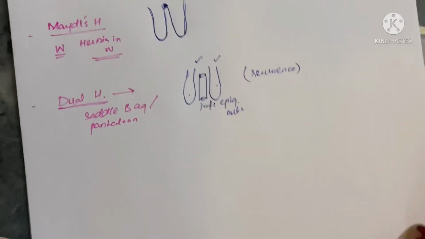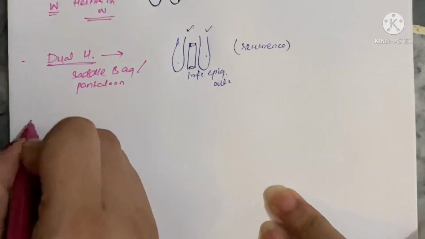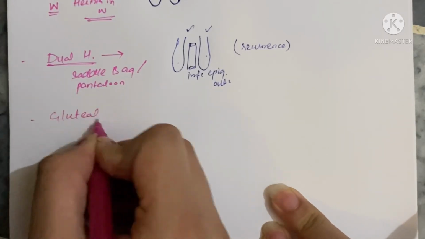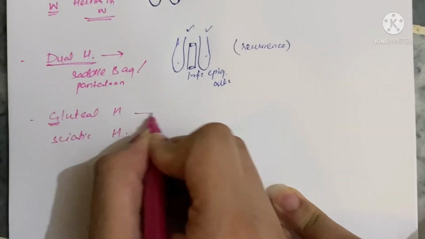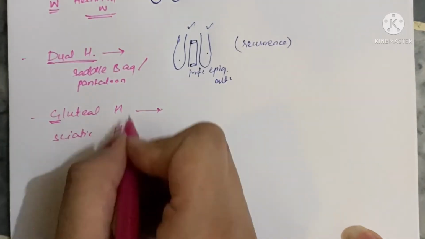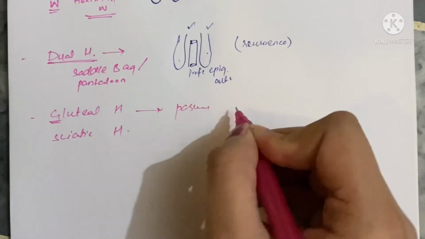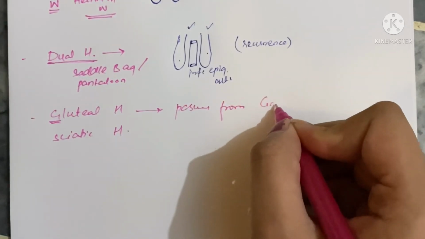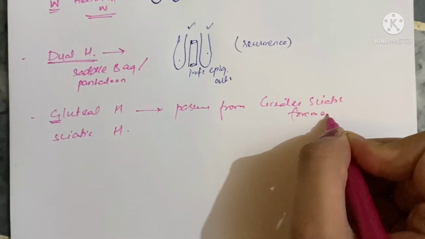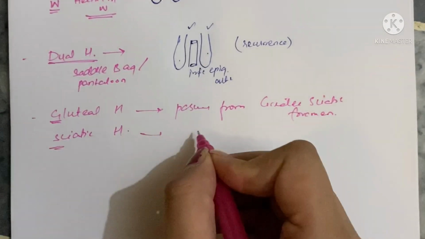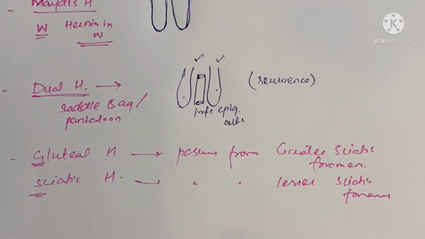Now two other very important points are how to differentiate gluteal hernia from sciatic hernia. Remember, G is for greater sciatic foramen. So gluteal hernia passes through the greater sciatic foramen, and sciatic hernia passes through the lesser sciatic foramen. This is how you can differentiate gluteal from sciatic hernias. So this is all about the hernias.